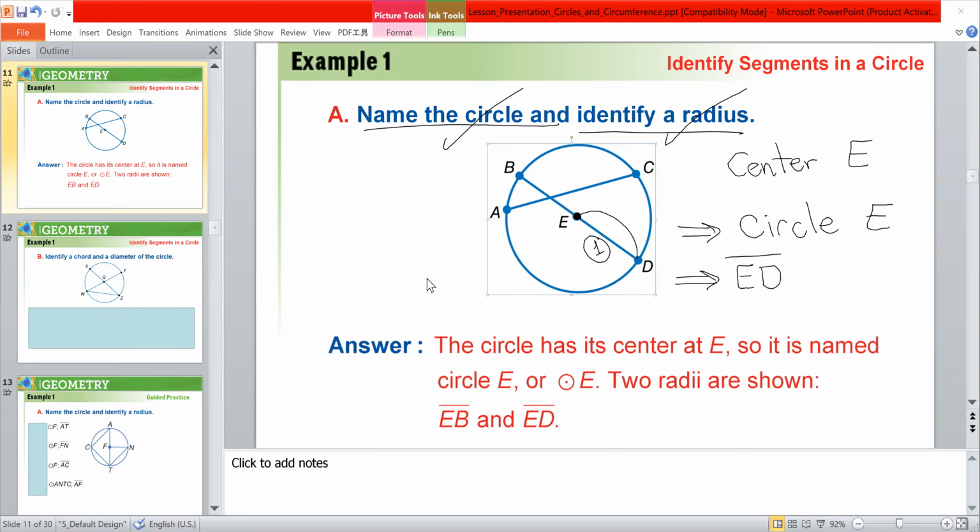We must put a line like this. Okay? The second radius, start from the center and go to any point. I have to go to B. So this is the second radius. So it's EB. So now the circle is called circle E, and the two radii are ED and EB. I'm going to another example.